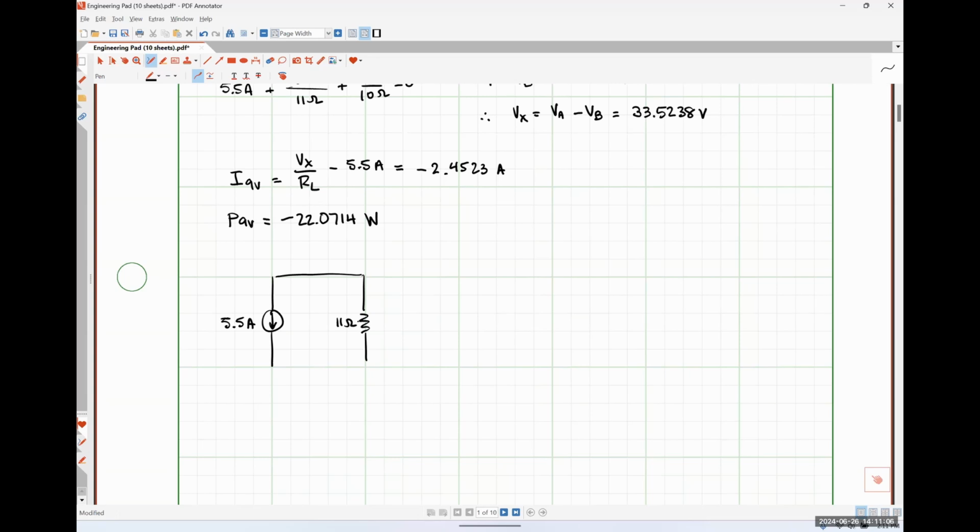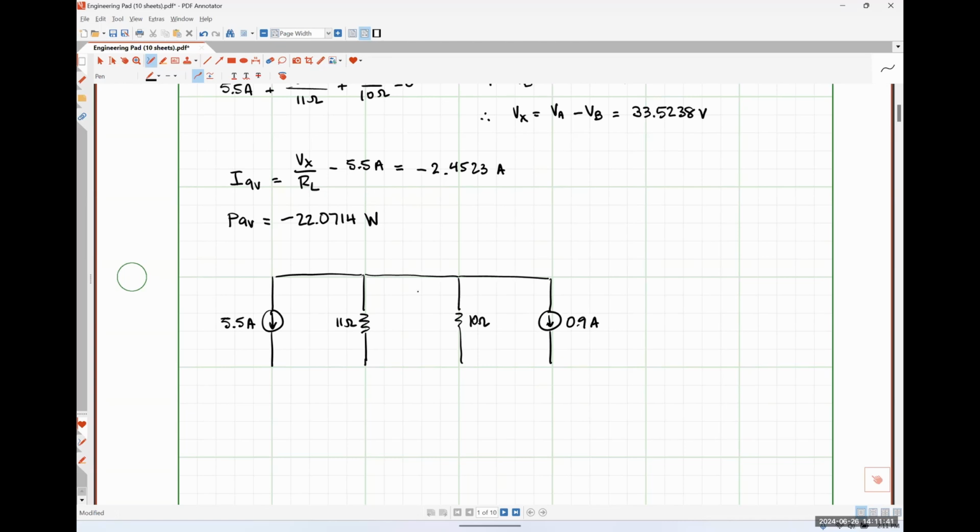Now I'm performing a source transformation. So my 10 ohms in series with my 9-volt source is going to look like 10 ohms in parallel with a current source, direction down. And the value of that current source should be 9 volts divided by 10 ohms, or 0.9 amps. Hopefully that mental math there is correct.